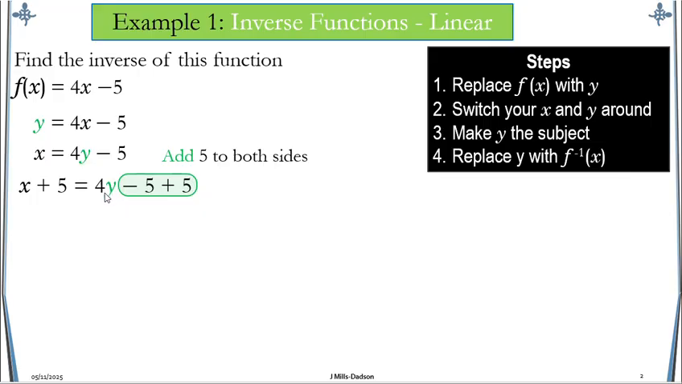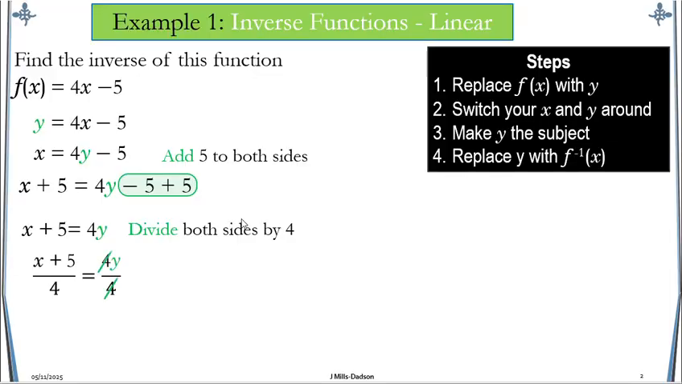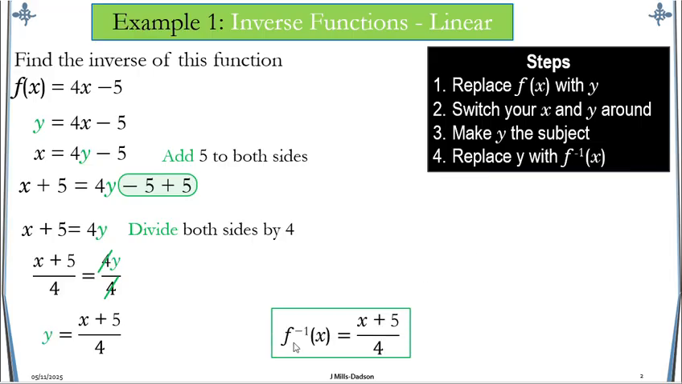Now we don't want the 4, so we need to divide both sides by 4. And when we cancel out the 4 on the right hand side, you have y equals (x plus 5) over 4. Then the last step tells us that we need to replace the y with the inverse function of x, and therefore we can say the inverse function is equal to (x plus 5) over 4.